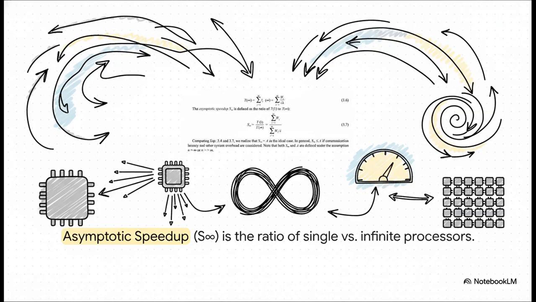This brings us to a really cool, kind of theoretical idea called asymptotic speedup. It's a thought experiment. Imagine you had an infinite number of processors.